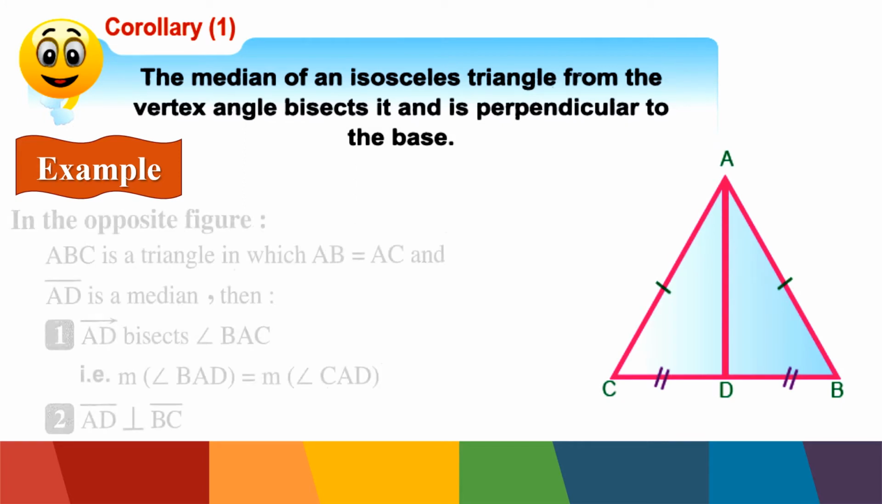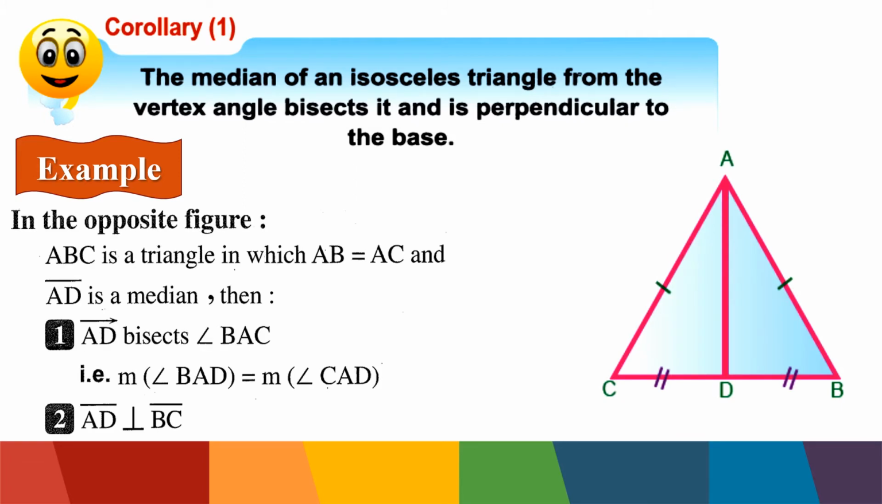As an example, in the opposite figure, ABC is a triangle in which AB equals AC and AD is a median. Then AD bisects the angle BAC, and we can deduce that the measure of angle BAD equals the measure of angle CAD. Number 2, AD is perpendicular to BC.